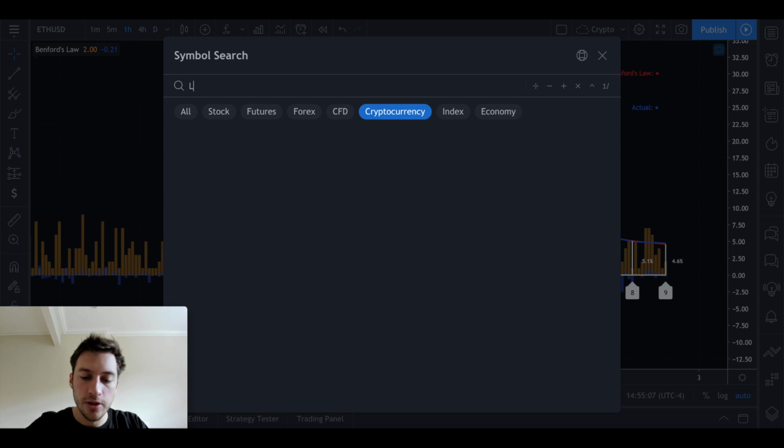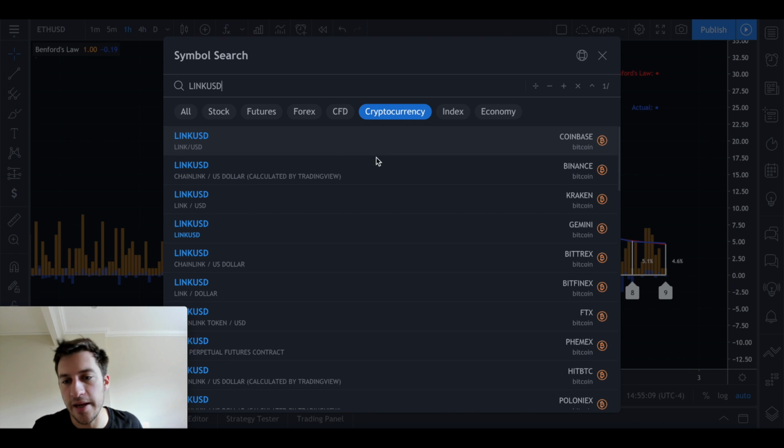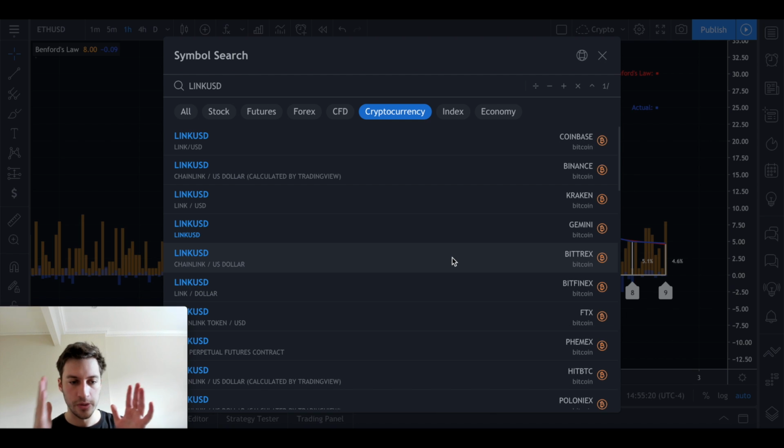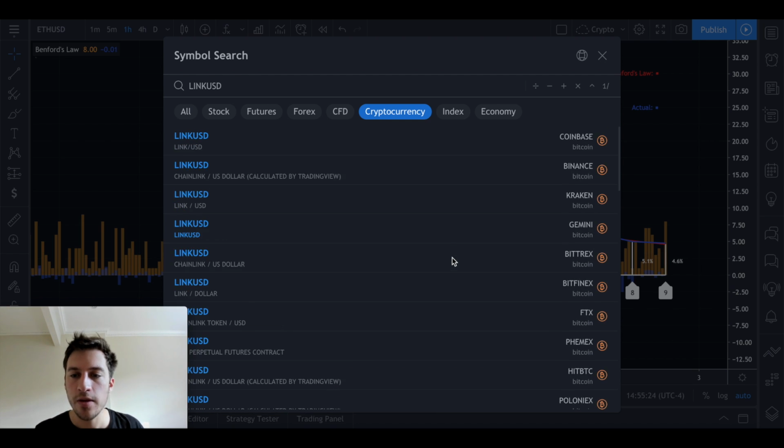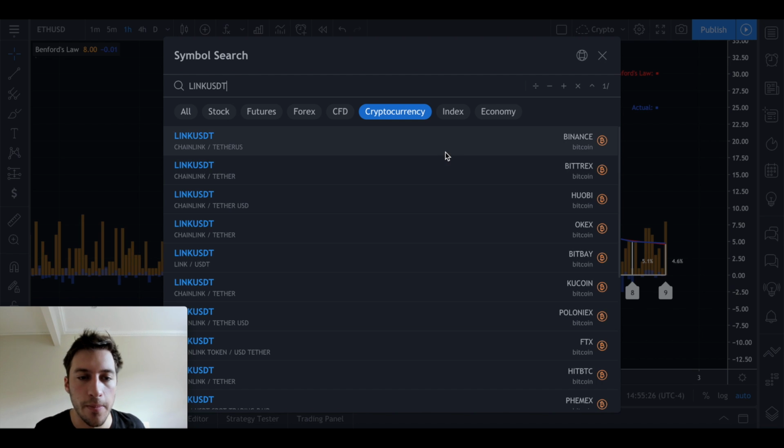Let's do LINK, sure. LINK USD, I'll do it from Binance this time. Also, you can't do this with Bitcoin, things traded to Bitcoin. Only do this with USD and USDT. So if you use Benford's Law, just remember to use it on LINK USD or BTC USD, not LINK BTC. Okay, so let's do LINK USDT from Binance.